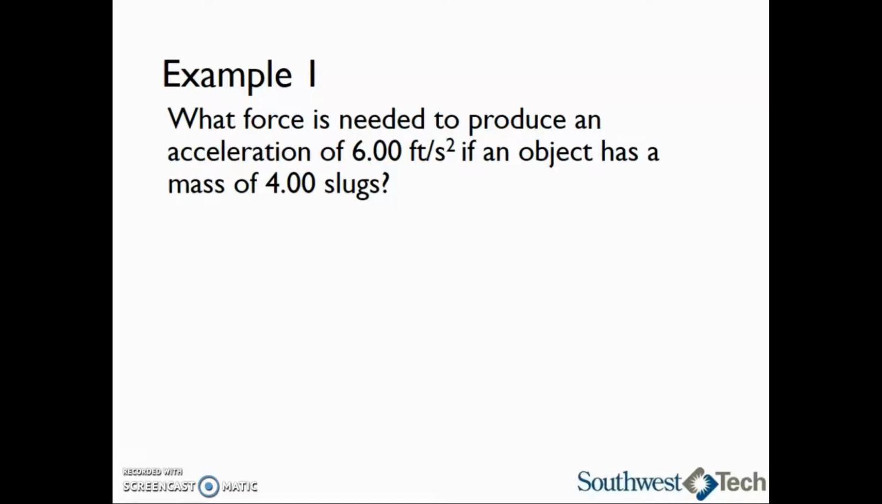This third lecture video on force will go through a couple of examples using Newton's second law of motion. We want to find the force needed to produce an acceleration of 6.00 feet per second squared if an object has a mass of 4.00 slugs. We will first write down all of the information we are given.